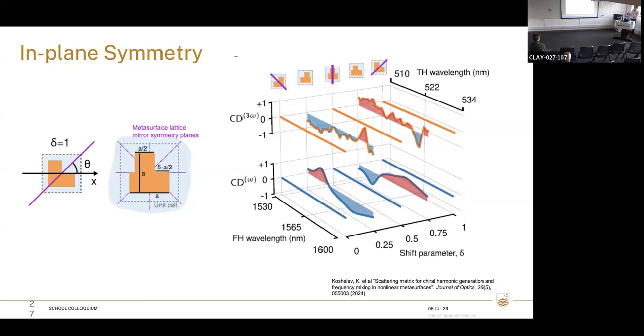When we reach the middle, it becomes a T-shape. So again we have mirror symmetry, and both linear and nonlinear CD become 0 because of the presence of the mirror symmetry. Then we reach another edge of this rectangle, we have a switch of the CD, and this is how we can control in-plane symmetry.